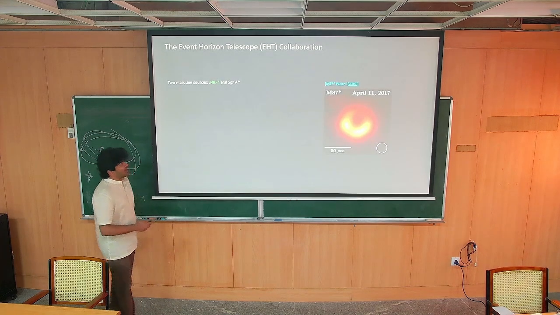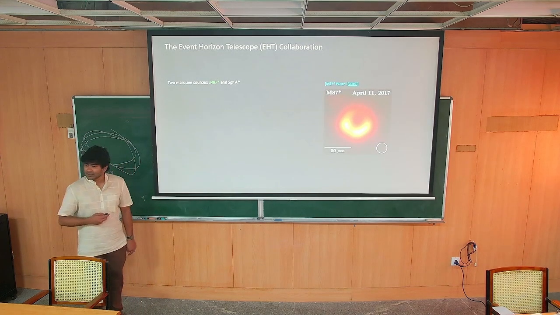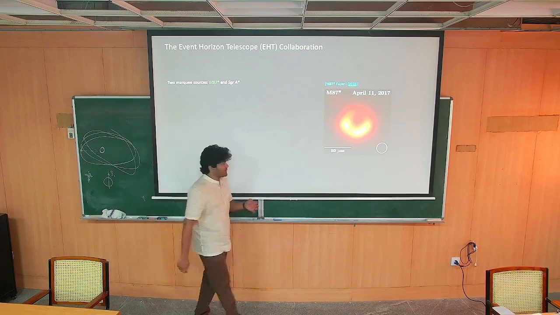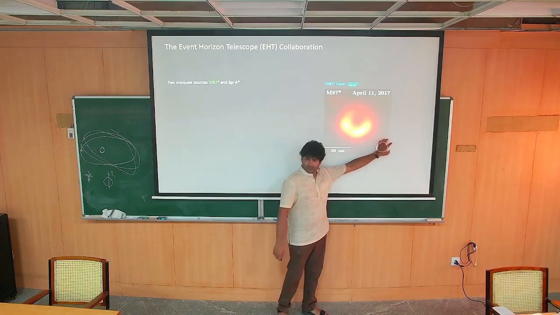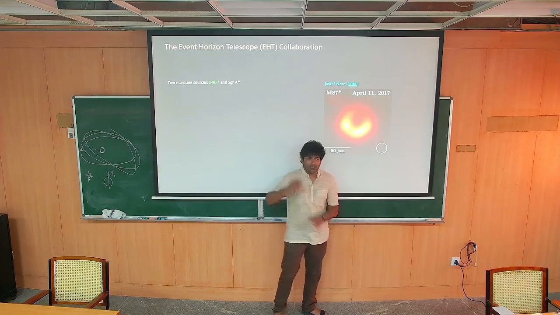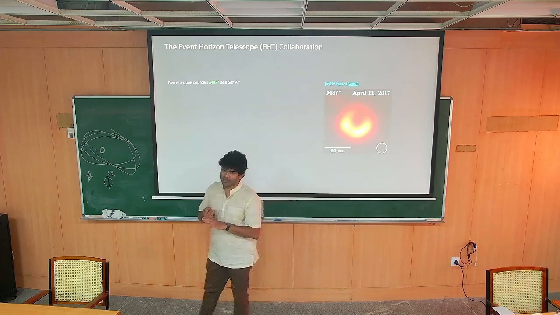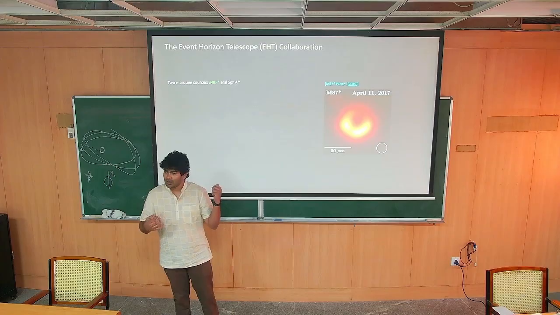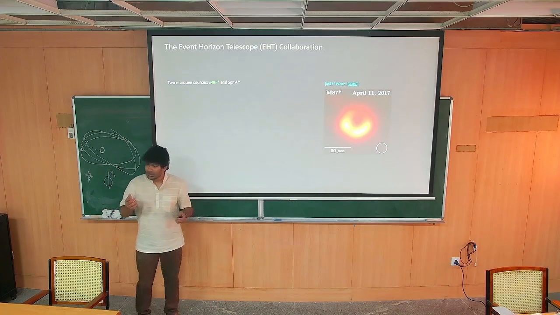The collaboration has two marquee sources: M87 and Sagittarius A*, the ones that you see. These are the two marquee sources because they are big enough and bright enough in the sky such that we can see them. There are other sources that are big enough, but they are not bright enough at the frequencies that we are observing. So we cannot see them. Does it make sense?